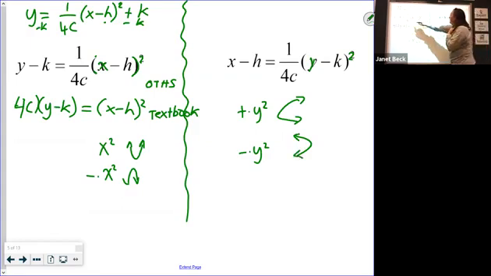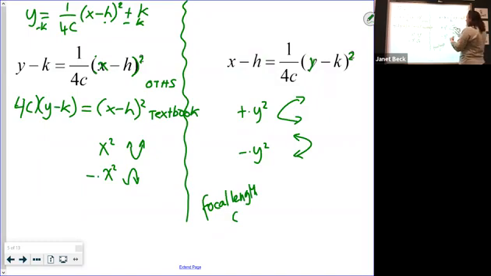You're going to work out this length of C, your focal length. And you're either going to go left, right, up or down. So you're going to go right to get to it there, left to get to it there, up to get to it there, down to get to it there to get to your focus. And then your width is going to be 4C going across.